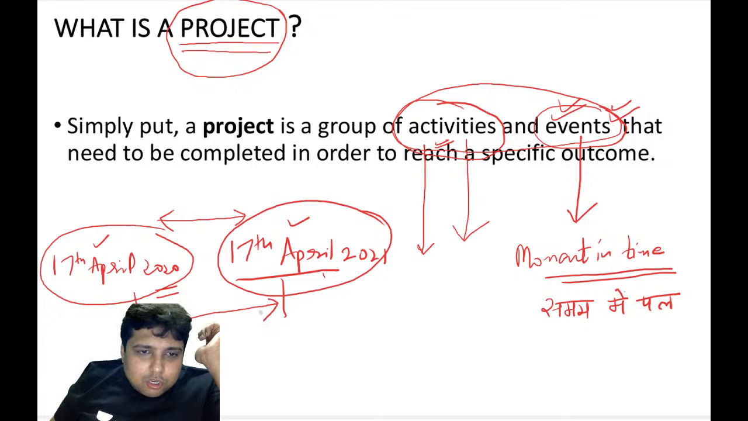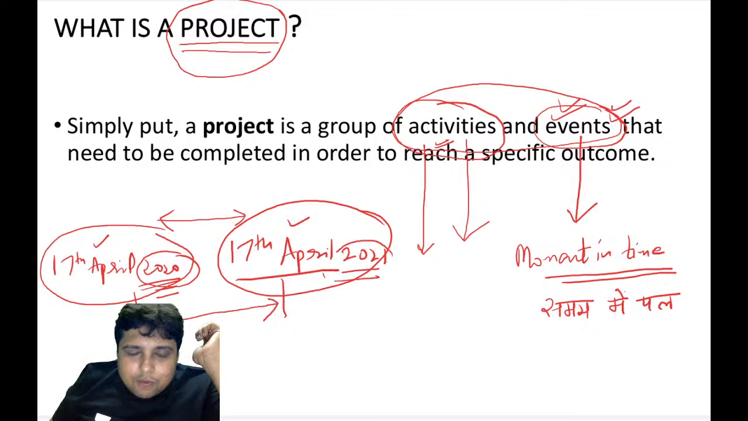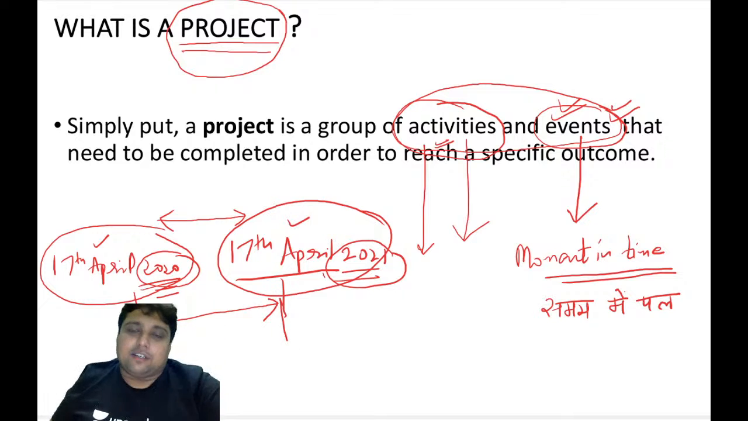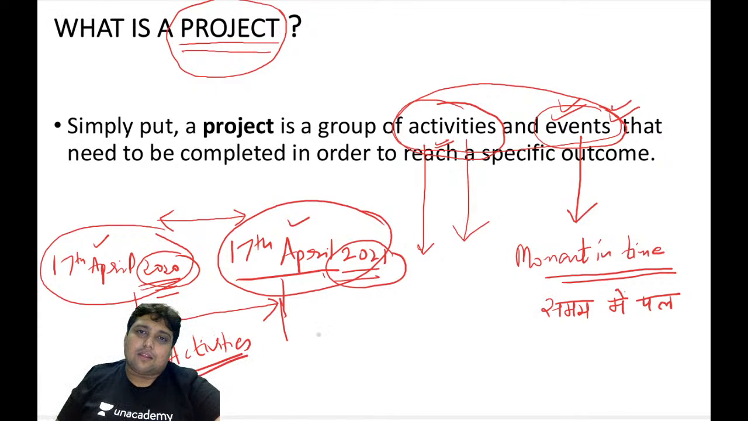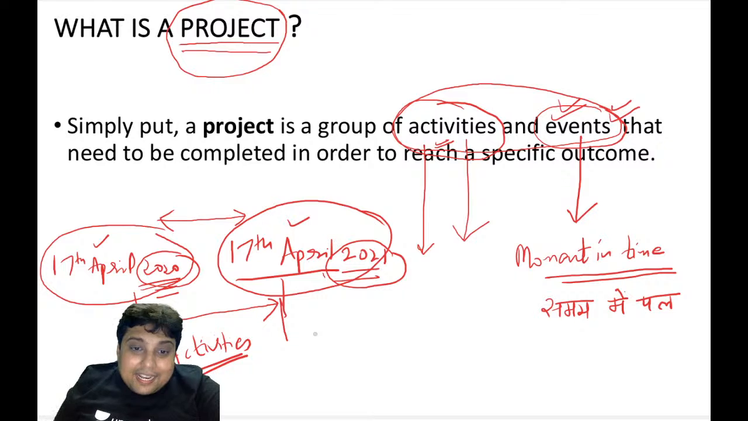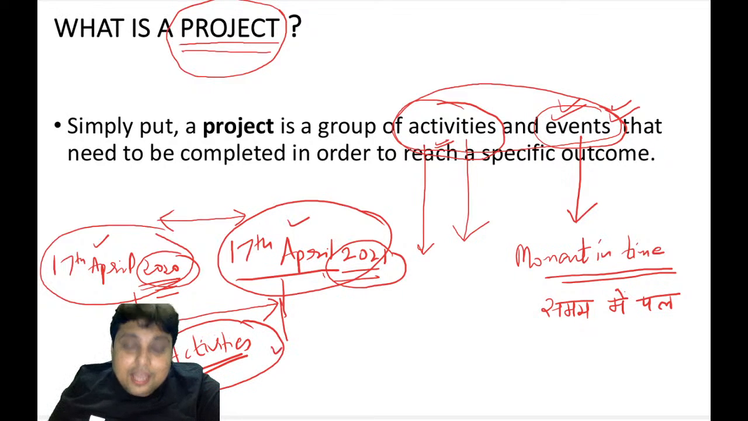I made sure that I lived on 17th April 2020, and if I want to make sure that I live on 17th April 2021, I will have to live between these two events. And living basically means performing daily tasks, and those daily tasks are nothing but activities, my friends. So what is an activity? Just try to understand here what is an activity.